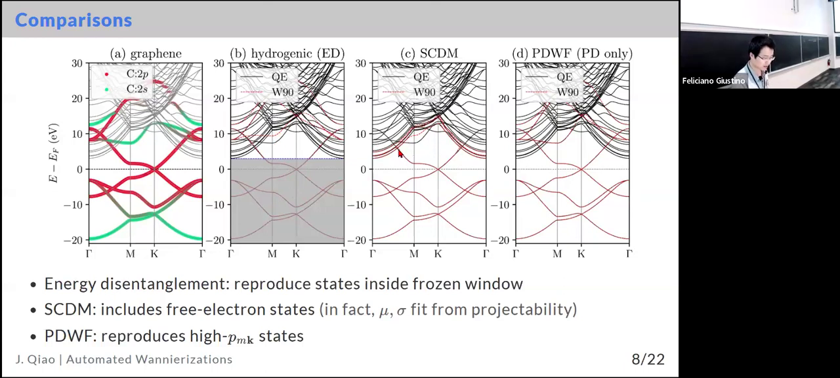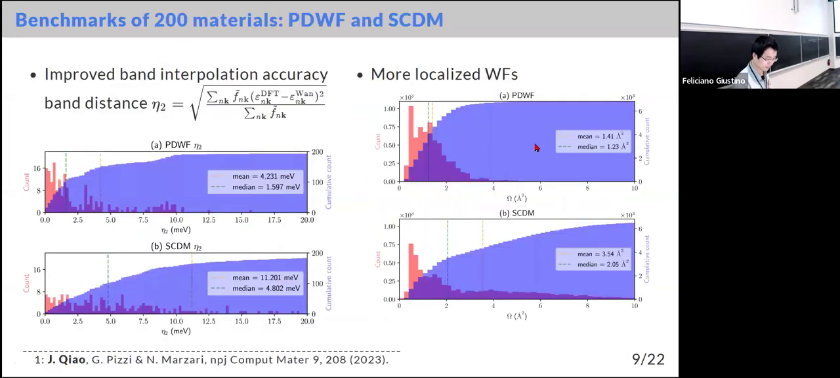But for SCDM, if you've done the tutorial, you know that the SCDM mu and sigma, the two remaining parameters, are fitted according to the projectability of the system. So actually, when you're using SCDM, you're already using these localized orbitals. Well, for PDWF, we can nicely reproduce both the bands here and also the bands inside the conduction region.